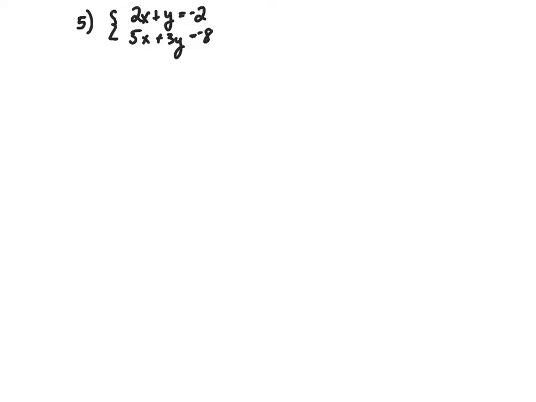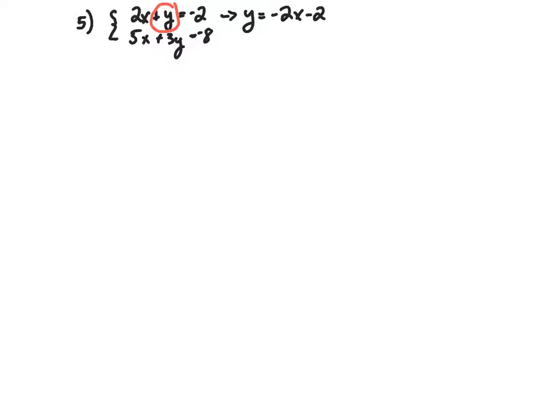Okay, so as you can see, our first equation, right, we have a y right here. So let's get this y by itself. So to do that, we need to subtract the 2x to both sides. So y equals negative 2x, because we subtracted 2x, minus 2. Okay, so we just change this first equation to that.